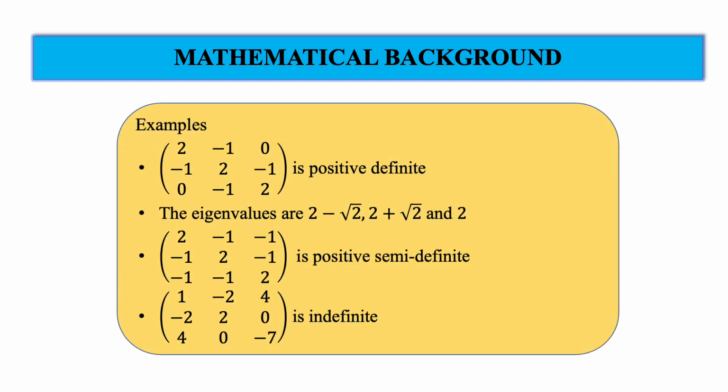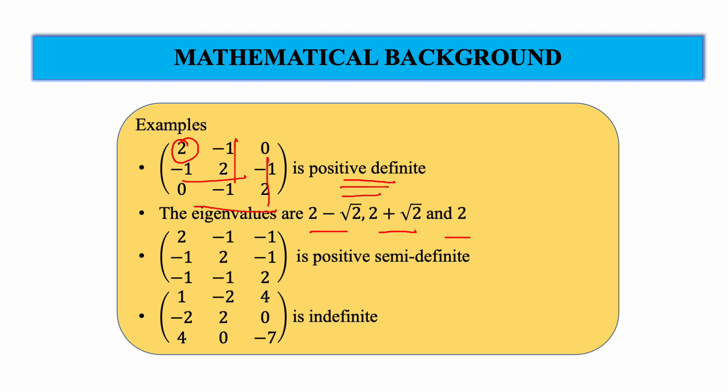Now here are some examples. This matrix is positive definite. One can also find its eigenvalues, which are known to be 2 minus root 2, 2 plus root 2 and 2, which are clearly positive. So the matrix is positive definite. One can also look at the Sylvester criterion. 2 is positive, then the determinant of the 2 by 2 matrix is positive, then the determinant of the 3 by 3 matrix is also positive.